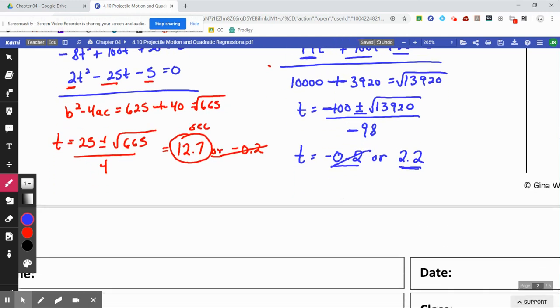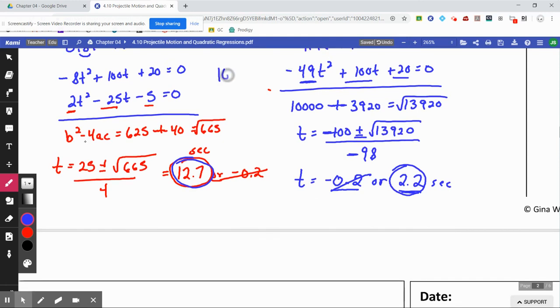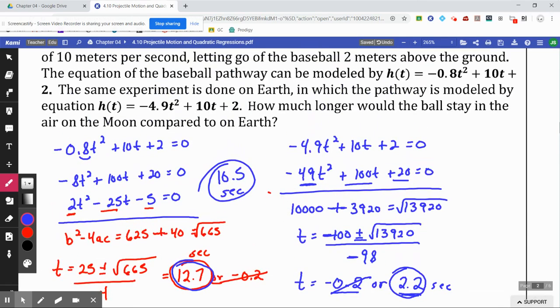We're dealing with only the positives, and this is in seconds. So on the moon, it took 12.7 seconds. On Earth, with that same initial speed, the gravity wasn't pulling down near as much on the moon. So it only took 2.2 seconds for it to hit the ground on the Earth. So it took 10.5 more seconds for it to hit the ground on the moon, and I believe that's what it asked: how much longer would the ball stay in the air on the moon compared to the Earth? And again, that would be 10.5 extra seconds.